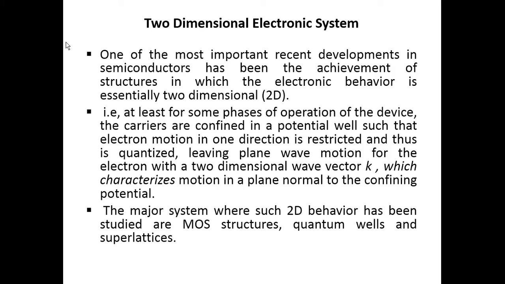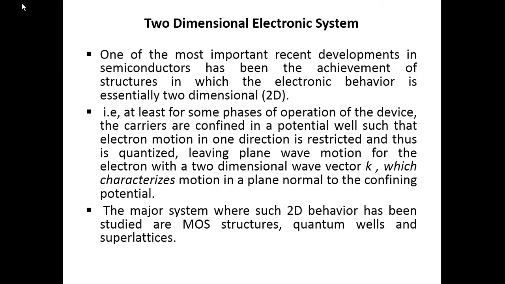My dear students, in the last class we discussed various methods of characterization and the characterization tools used for characterizing nanostructures and nanomaterials. So in this module, we will mainly discuss two-dimensional electronic systems and two-dimensional electronic behavior, and some of the devices which operate on two-dimensional electronic wave motion, especially the MOSFET and superlattices.